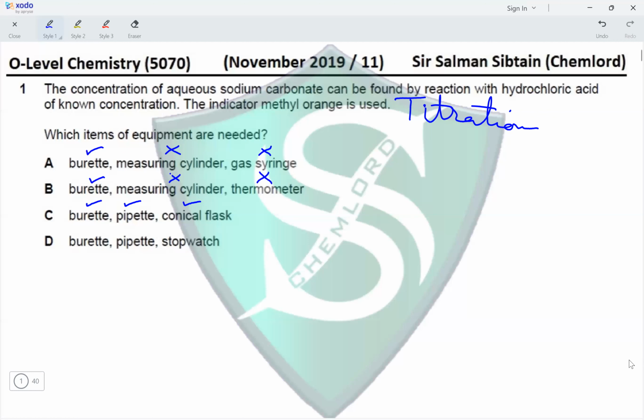And next, again, we have got burette, pipette, and stopwatch. Stopwatch is used to measure time, the time it takes for a particular quantity of a substance to be collected or decrease in mass or anything. Nothing like that happens in a titration, so stopwatch is not required. So the correct option for this question is option C.